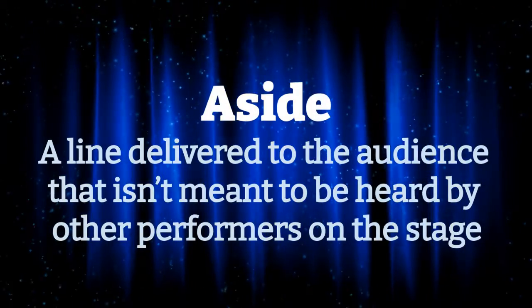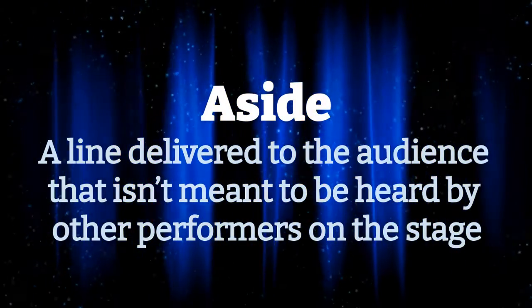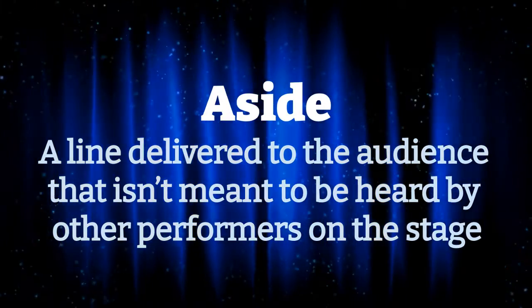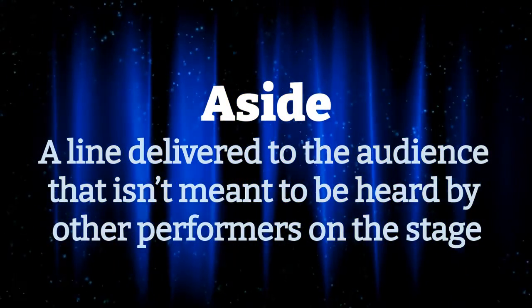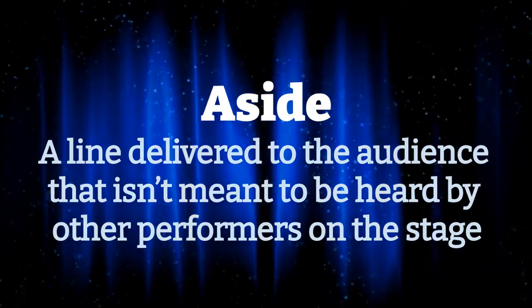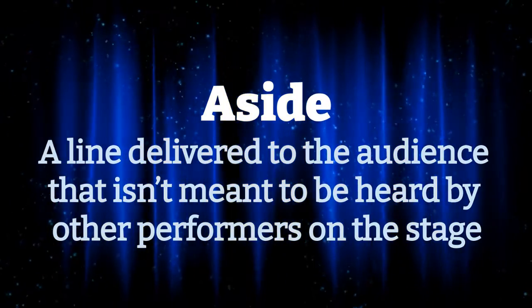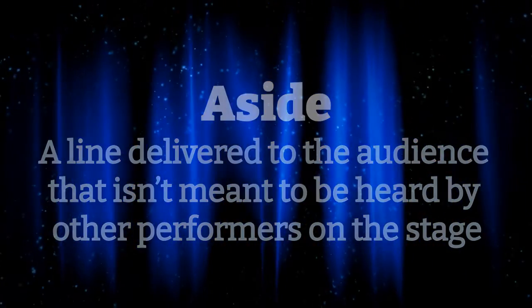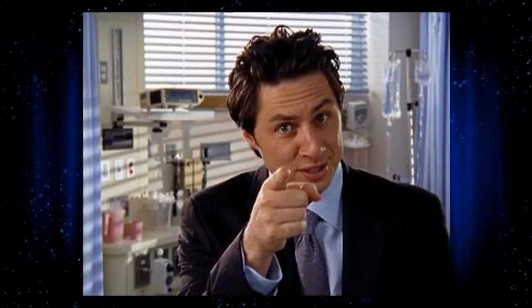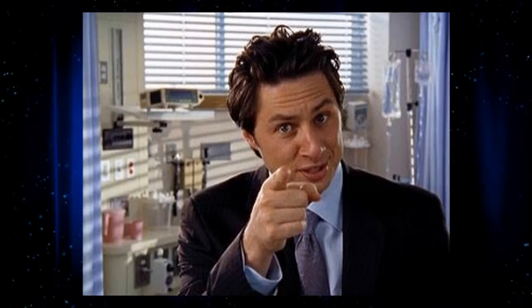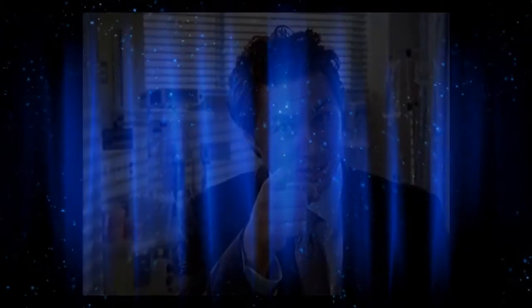Aside, a line delivered to the audience that isn't meant to be heard by other performers on the stage. Usually this is marked in the script itself in parentheses. It usually says aside before you say your line. And this is when you are breaking that fourth wall on purpose and you are talking to the audience because you want them to know something that the other members of the cast don't know.